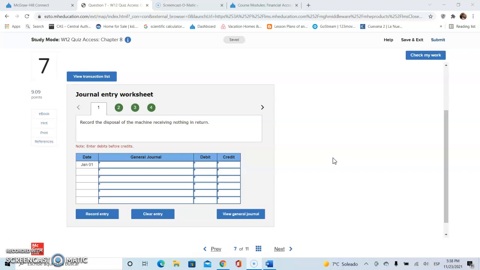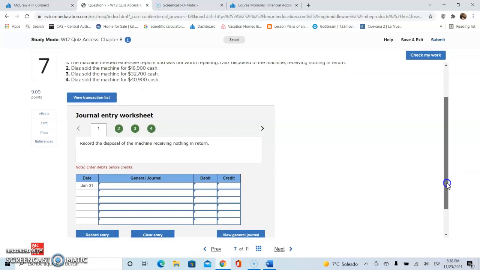Of assets. The problem says, Diaz Company owns a machine that costs $176,300 and has accumulated depreciation for $93,600. Prepare the entry to record the disposal of the machine on January 1st in each separate situation. Number 1, record the disposal of the machine receiving nothing in return.